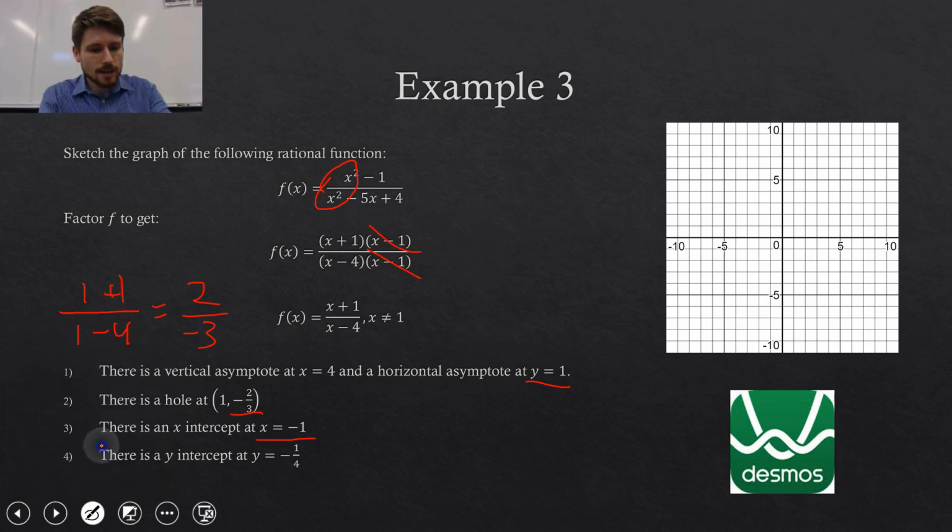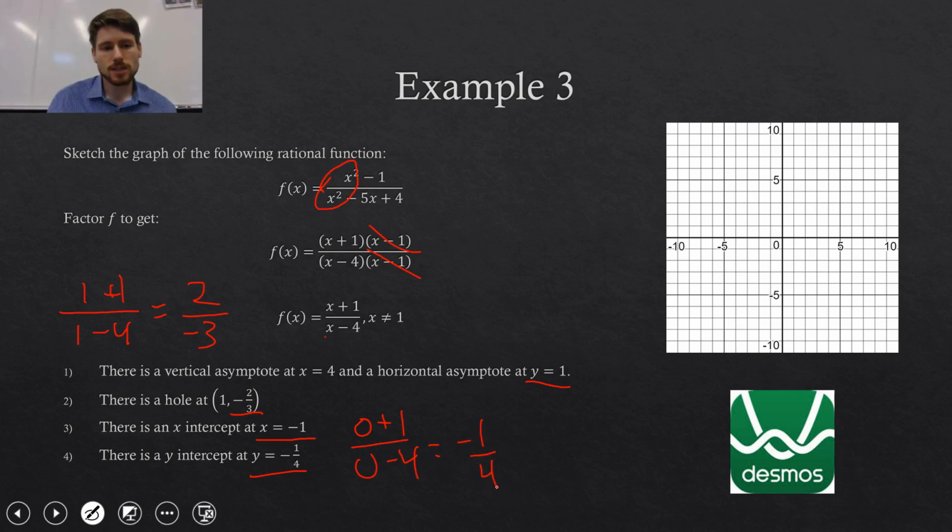How did I find negative 1/4 as our y-intercept? Well, if we were to plug 0 in, we get 0 plus 1 over 0 minus 4, and that's just equal to negative 1 over 4. That's our y-intercept. You plug 0 in and evaluate it. Pretty simple. Okay, so let's plot each of these things on our graph, and then check it against Desmos to see how we did.